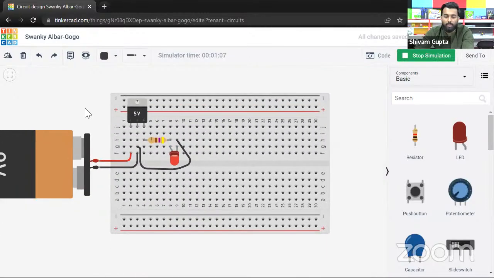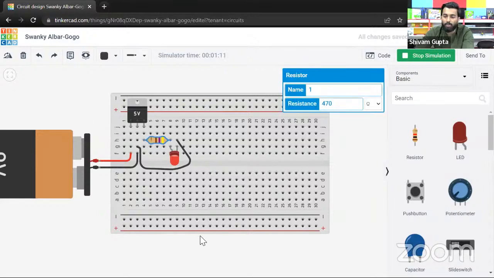Okay. So students, now as we have tried this circuit on the simulator, now we will also make it by using the real components. So here we have the breadboard, and we will be making the circuit. So let's start.